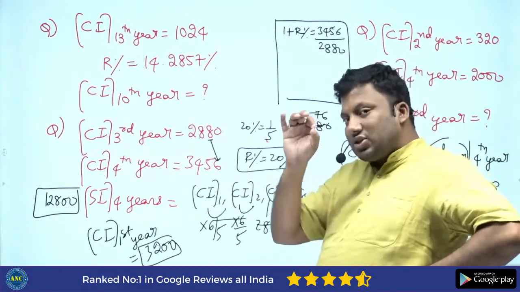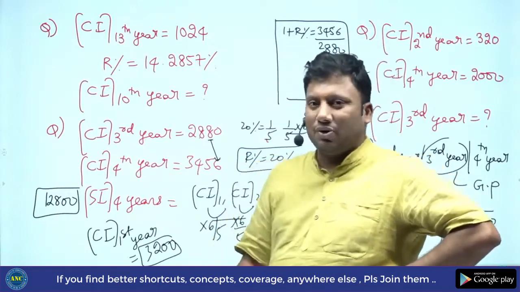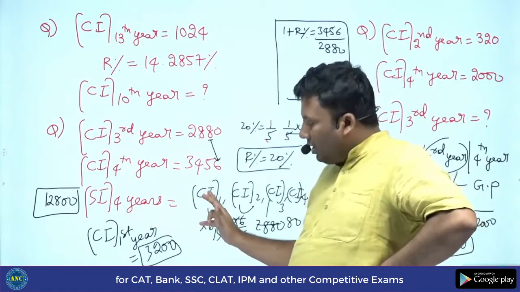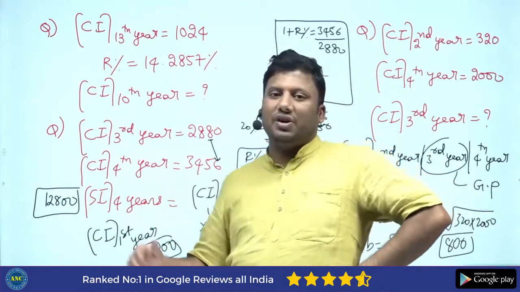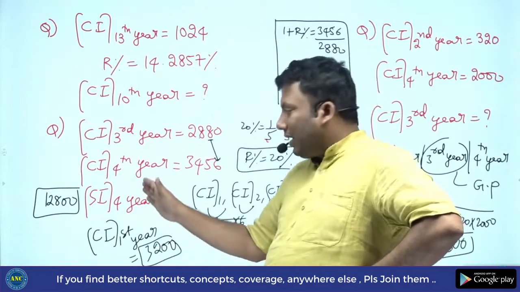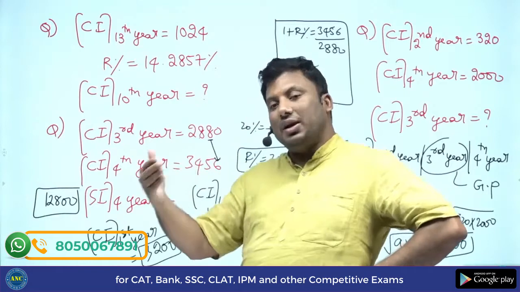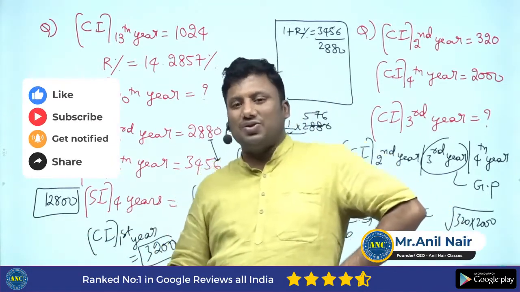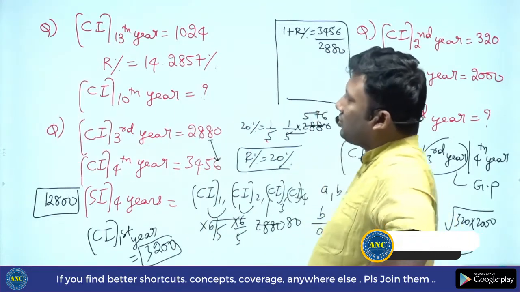In the case of the first year, simple interest and compound interest both are the same. If CI for the first year we got, SI for the first year we also got, but I want it for 4 years. In case of simple interest, interest remains the same every year. So 3,200 into 4 is 12,800. Now I am sure you can solve this question.